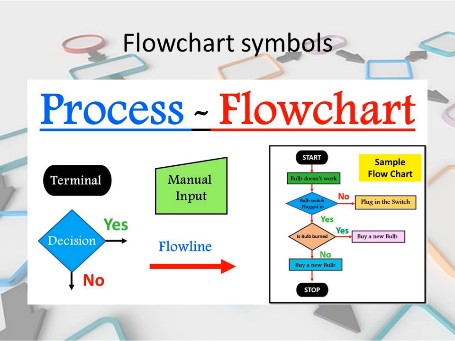after the processing. Now here you can see a sample flowchart where firstly we have an oval box, that is the terminal, with start written there, then a flow line, then a rectangular box which is showing the process, bulb doesn't work. Now what will be the condition? Is the bulb switch plugged in? If yes, then it moves to the next step, is the bulb burned? And if no, then plug in the switch. Firstly you have to plug in the switch and then the process continues.